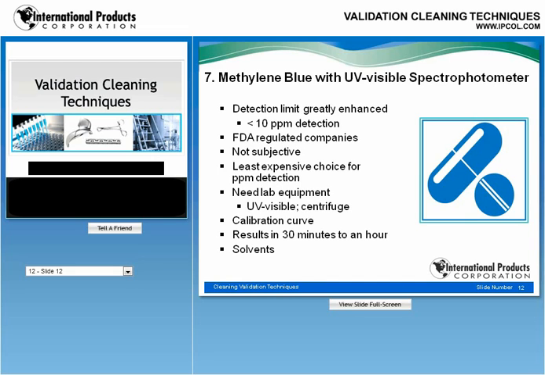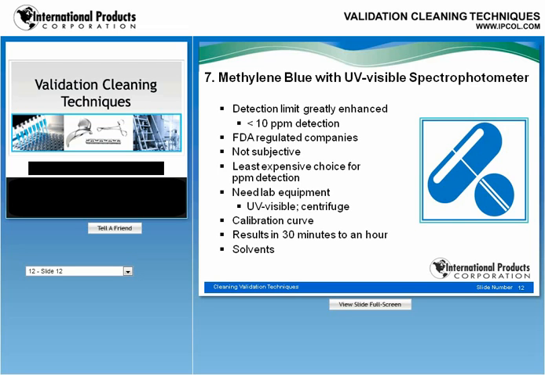The Methylene Blue test can be enhanced by the use of a UV visible spectrophotometer. By using a UV visible spectrophotometer, the detection limit is greatly enhanced, with a detection limit of less than 10 parts per million. So this technique is commonly used by FDA-regulated companies. It eliminates the subjectivity, and it is one of the least expensive choices for companies that need to have that low of a detection level.